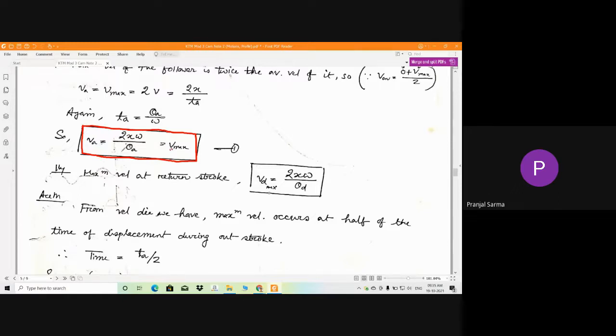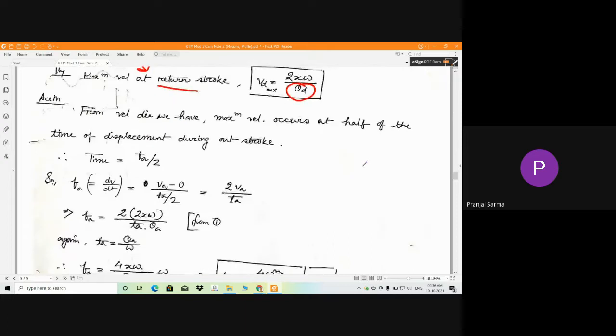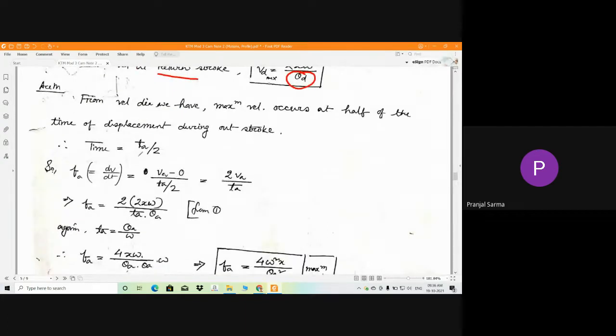So Va is equal to 2x omega divided by theta a, where x is nothing but the lift, omega is the angular velocity, and theta a is the angle in stroke. Now a similar expression is valid for the return stroke also, but you have to replace theta a with theta b. Already from the velocity diagram we have seen maximum velocity occurs at half of the time of displacement during the stroke, that is t equal to ta by 2. That is when we get maximum velocity, right?